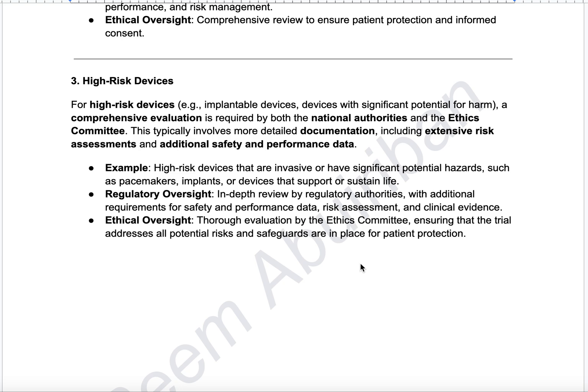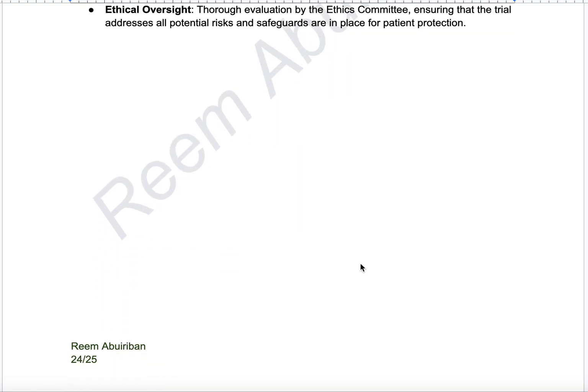Regulatory oversight: in-depth review by the regulatory authorities with additional requirements for safety and performance data, risk assessment, and clinical evidence. Ethical oversight: thorough evaluation by the ethics committee, ensuring that the trial addresses all potential risks and safeguards are in place for patient protection.